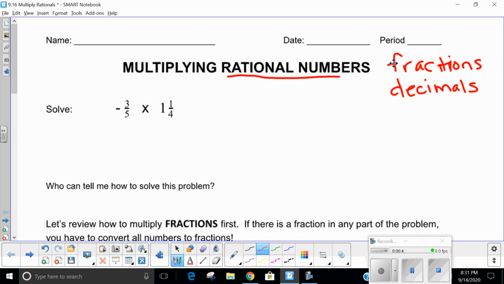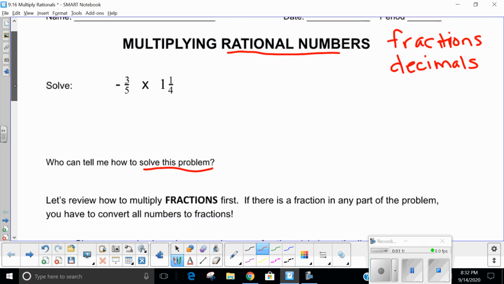We're going to talk about multiplying positive and negative fractions, and we're going to talk about multiplying positive and negative decimals. So when we have a problem that looks like this, we have two numbers that are multiplied together, and they both have fractions in them. So how would I solve this problem? Can anybody tell me? Okay, so no one can answer. That's fine. So let's talk about what we need to do.